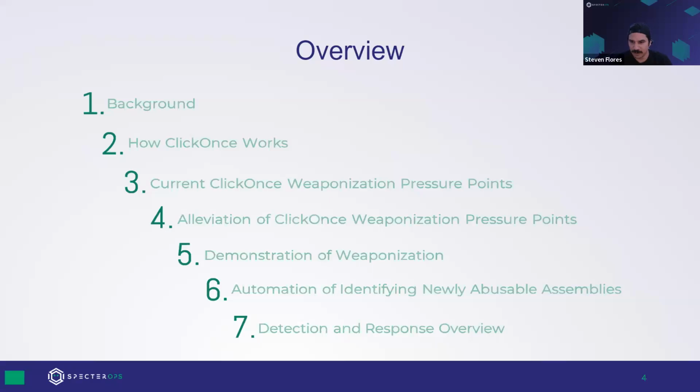So a little bit of an overview of what we'll discuss today. We're going to give a little bit of background on ClickOnce, if you've never heard of it before. Hopefully get you spun up on that, how it works whenever it's used, current ClickOnce weaponization pressure points, how we can alleviate those particular pressure points, demonstration of weaponization from the things that we'll discuss, and then automation of identifying any sort of other ClickOnce deployments or assemblies that can be abused, and then detection and response overview at the end.